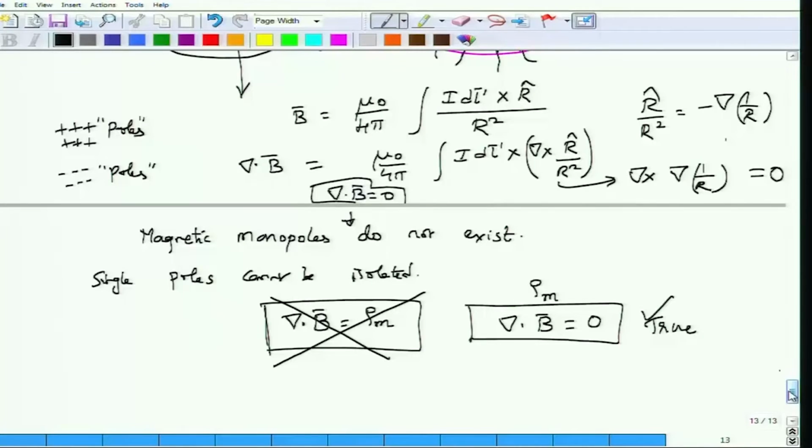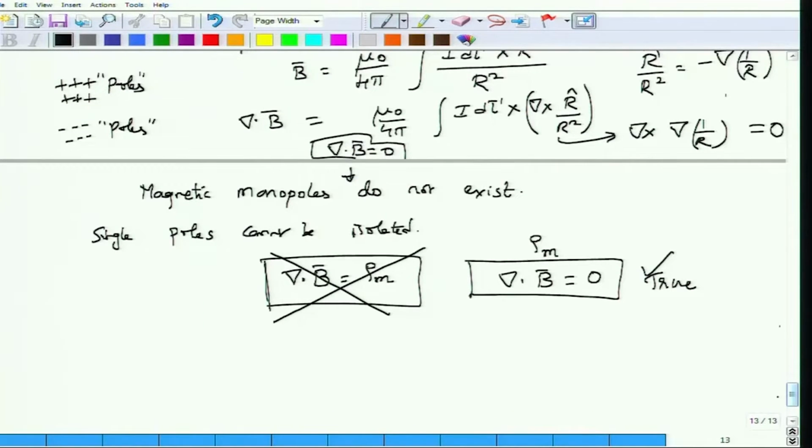Although I have shown this del dot B equal to 0 in a quite hurried manner, I would suggest you carry out this calculation for yourself. It is just a couple of vector identities that you need to use, and you would find that del dot B equal to 0.